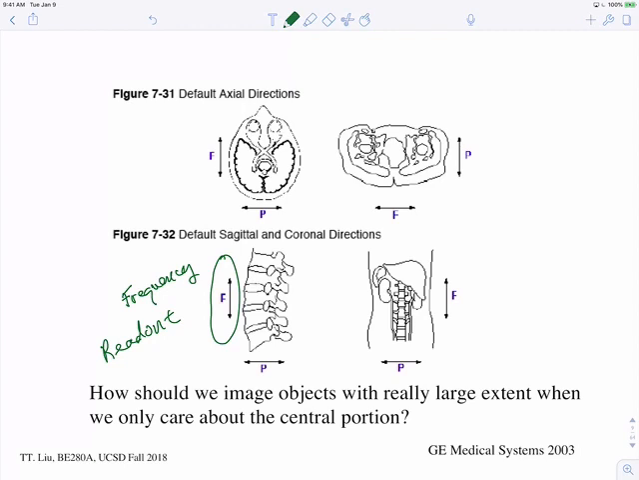Okay, so for people doing this every day, there are probably many scans of heads at UCSD, and they're typically done with the readout direction this way, for that reason, so they don't alias the spine. All right, any questions on that?